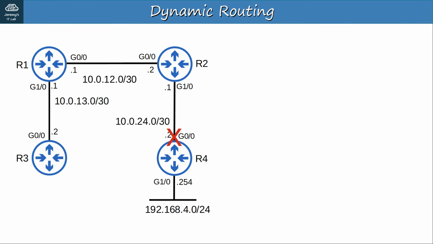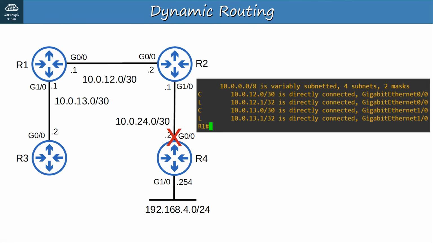How about if there is an error and R4's G0/0 interface goes down? The other routers will automatically adapt and remove the route from their route tables. As you can see, R1 has removed the route. This will prevent R1 from continuously sending traffic to a dead end.